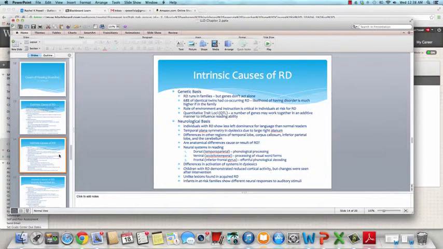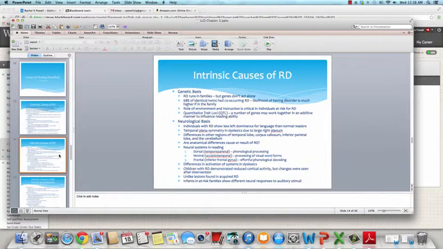Some other differences identified in the brain as potential neurological causes are differences in the regions of the temporal lobe, corpus callosum, inferior parietal lobe, and the cerebellum. So lots of different regions of the brain could potentially be affecting reading disabilities. Again, are these differences causes of dyslexia or reading disabilities, or the result of the reading disabilities? In other words, did they not develop because the reading disability was there?